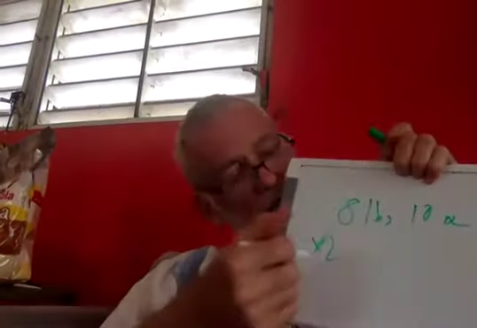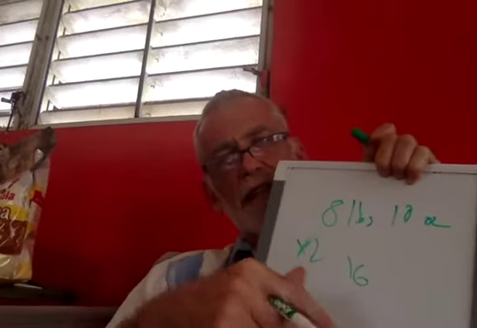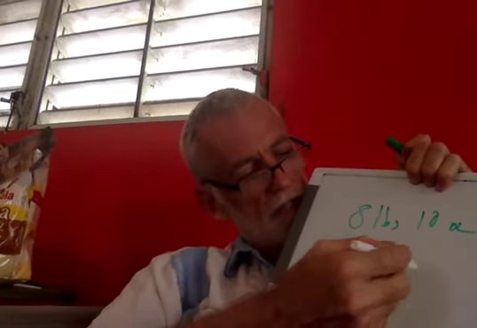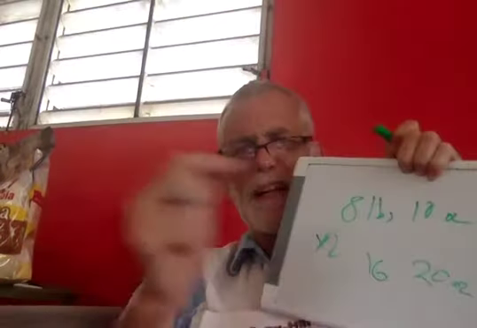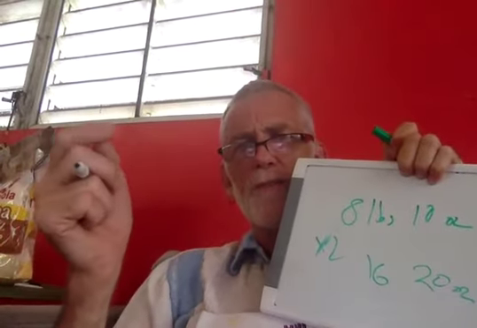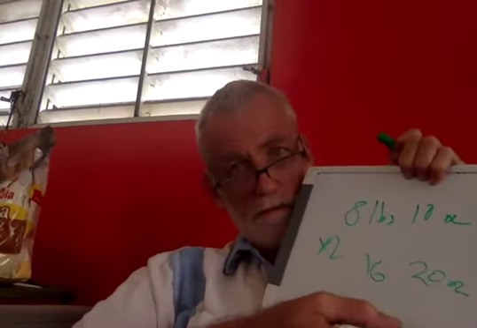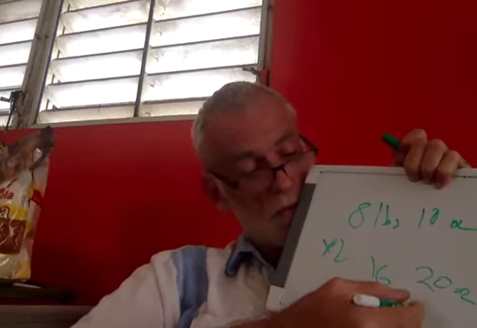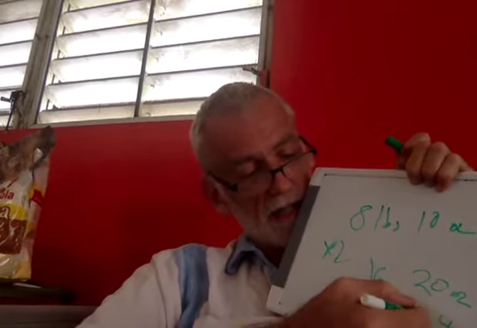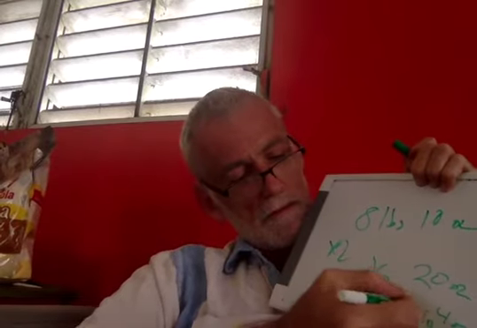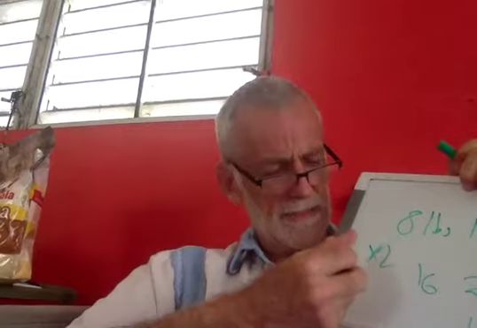Here's what I would do. I would multiply the 8 times the 2. That's 16 pounds. How many ounces do I get? 2 times 10 is 20 ounces. 20 ounces is how many pounds? Divide 20 by 16. 16 goes in 20 once. How many you got left over? 4 ounces. Pounds. LB. LB is pounds.